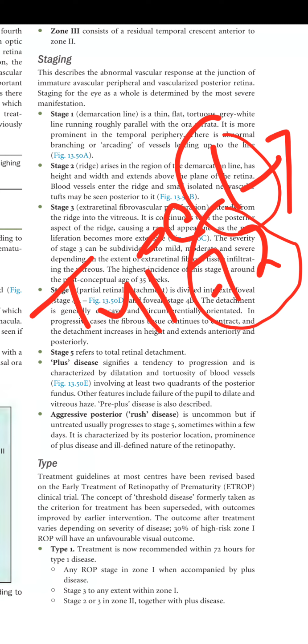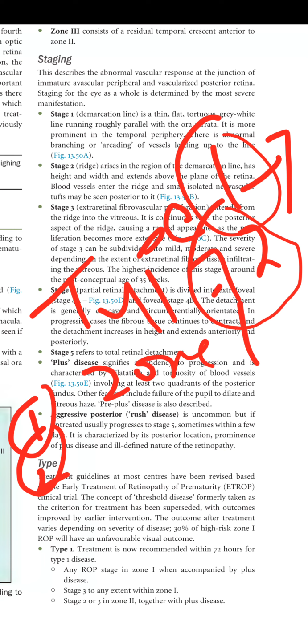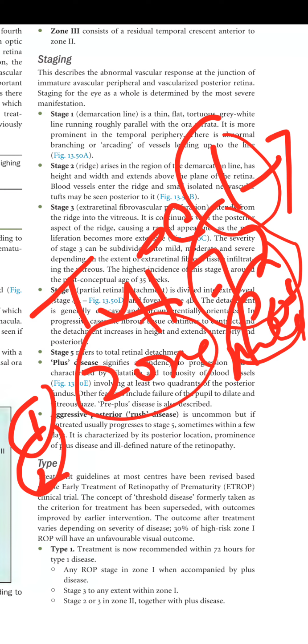So what is type 1 disease? It has 3 parts. First, any ROP stage in zone 1 with plus disease. So zone 1 is usually the posterior location, the most posterior zone in which the macula is present. So it is a very sensitive zone. So any stage in zone 1 when accompanied by plus disease needs to be treated.